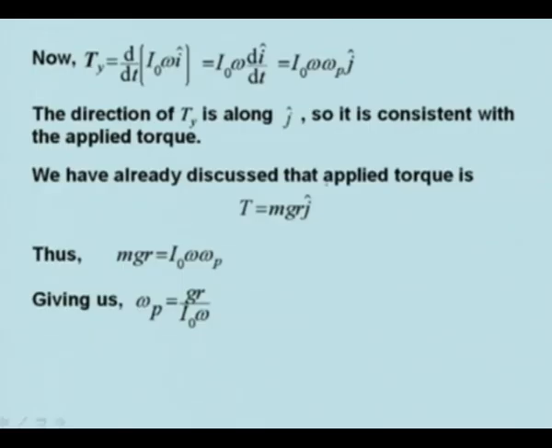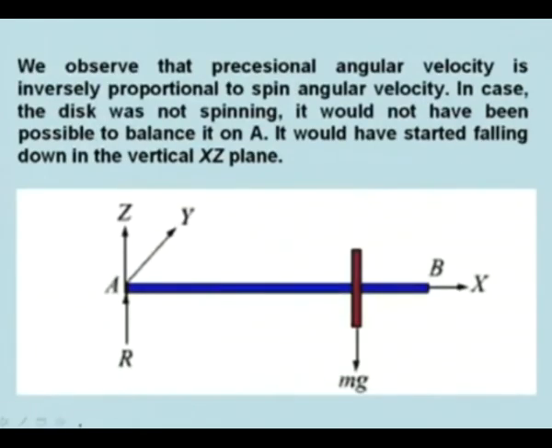We have already discussed that the applied torque is T equal to mg times r j. Thus in this case mg into r is equal to I0 omega into omega p, which gives us omega p equal to gr divided by I0 omega. So therefore, due to its weight, a spinning rotor will also start precession. So instead of falling, it does this type of thing.